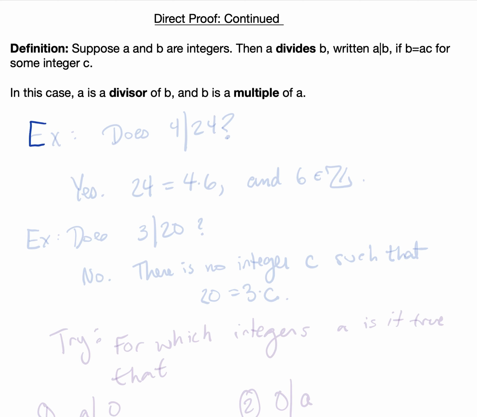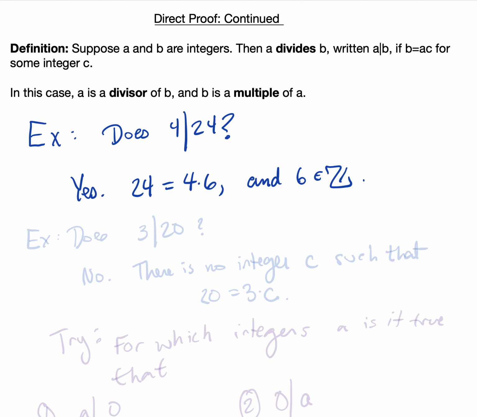So let's just look at a few examples. For example, is it true that 4 divides 24? So does 4 divide 24? And in this case, the answer is yes. The answer is yes because 24 is equal to 4 times 6, and 6 is an integer.